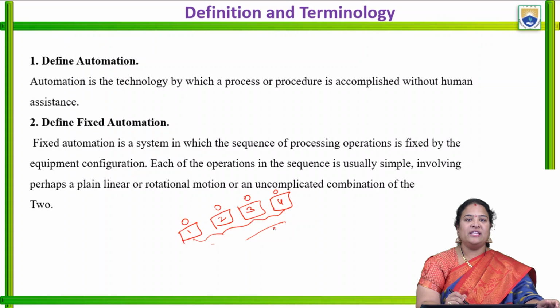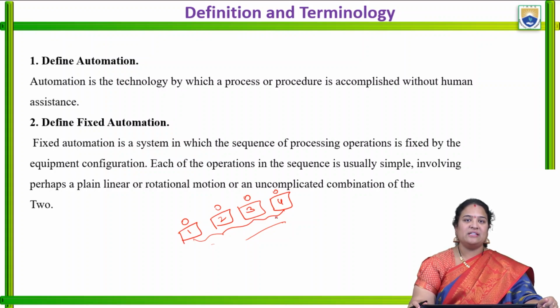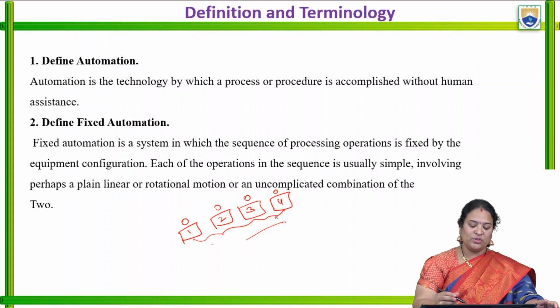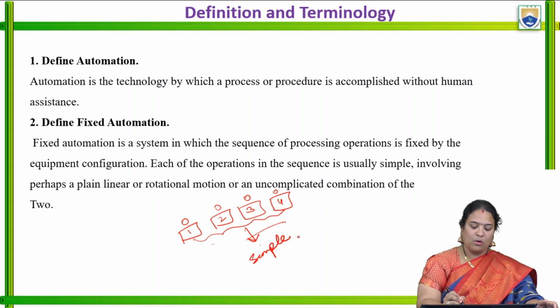The fixed automation is a system in which the sequence of processing operations is fixed by the equipment configuration. Now here, each operation in this particular sequence is usually simple, involving a rotational motion.